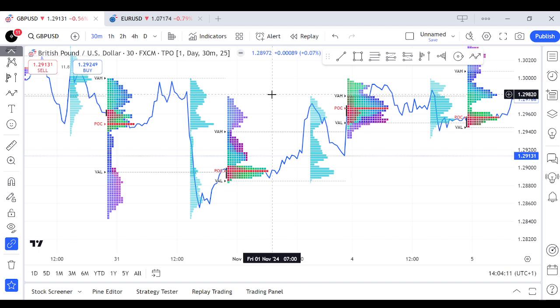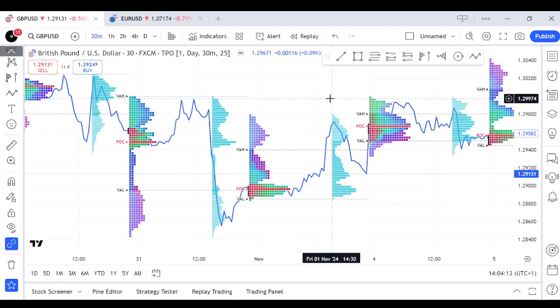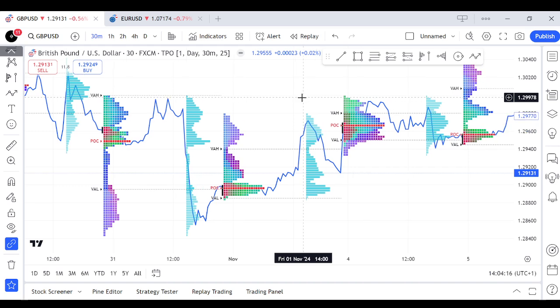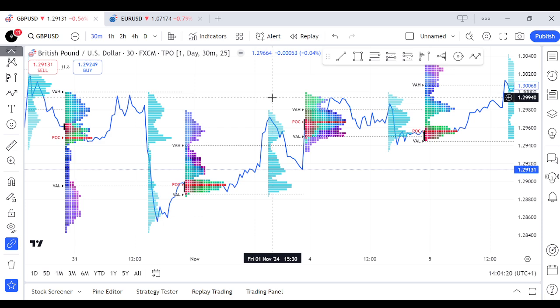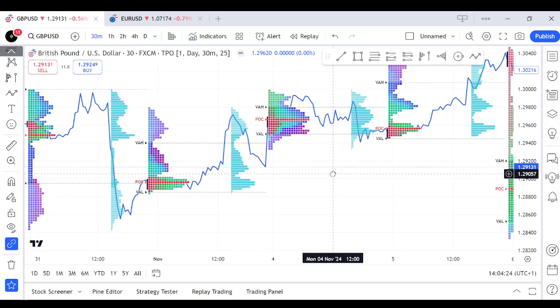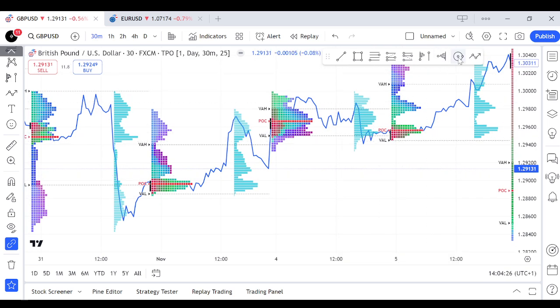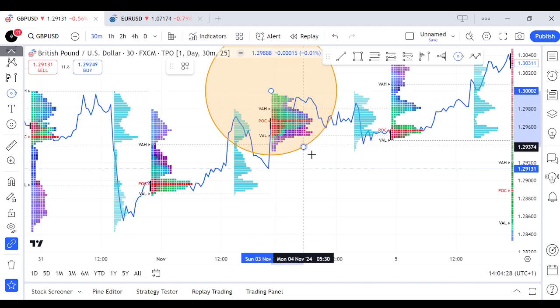So the profile shape is the next one. This is the final key component we're going to be talking about. The profile shape provides a snapshot of overall market conditions. A balanced bell shape like this one right here, this looks like a bell.